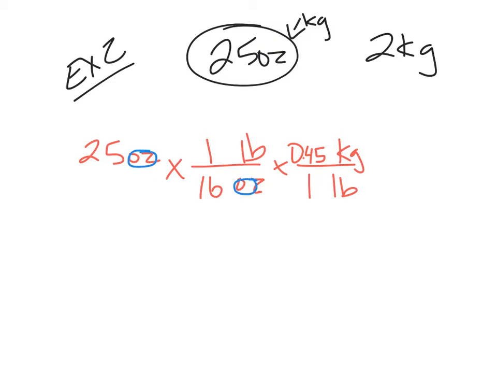So now you see here, look at my labels. This one's offset here, so I can cancel those. This one's offset here, so I can cancel those. And I end up with what? Kilograms, which is what I want to get. So now it's all multiplication. We just multiply straight across.